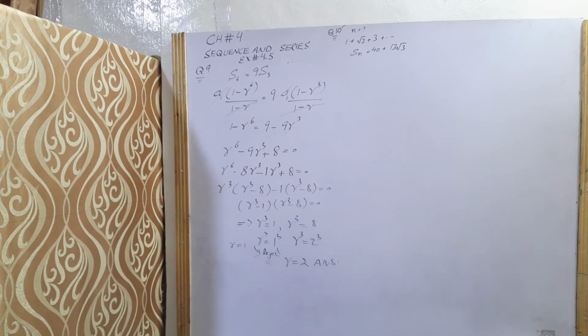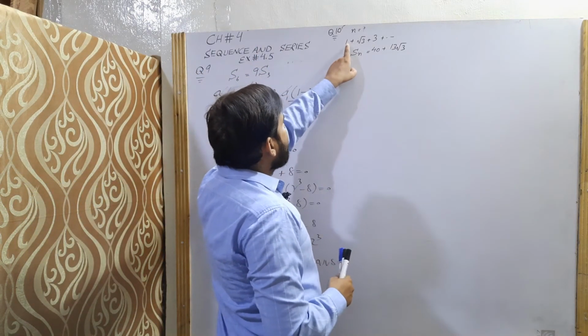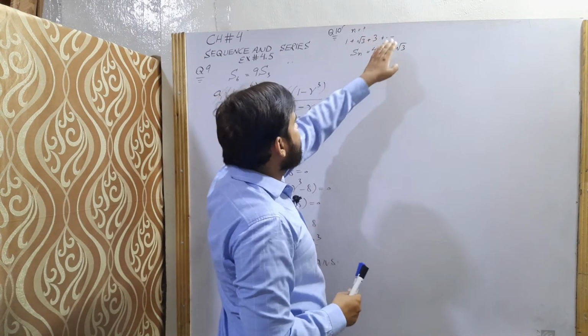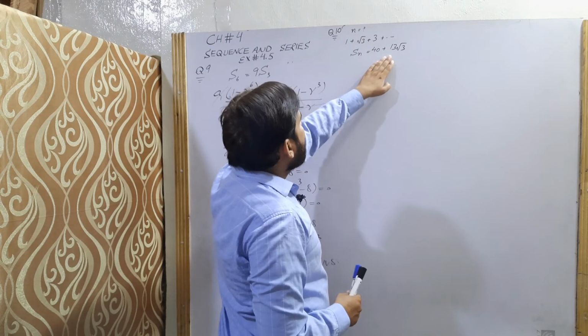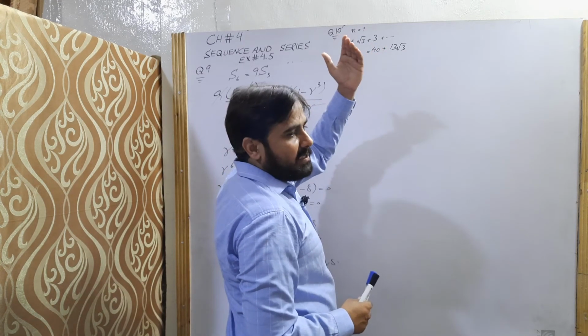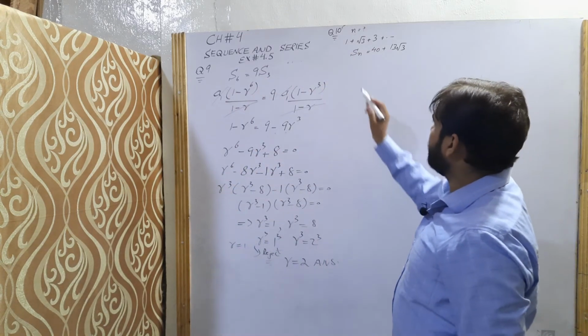Next question statement: how many terms of the series? It means that we have to find the number of terms. If the series is given and the sum is given, it means that this is a finite case. The geometric series is given, 1 plus under root 3 plus 3 and so on. The summation is given. How many terms are required? If the sum is this one, in this case we have to find the value of n. So very simple.